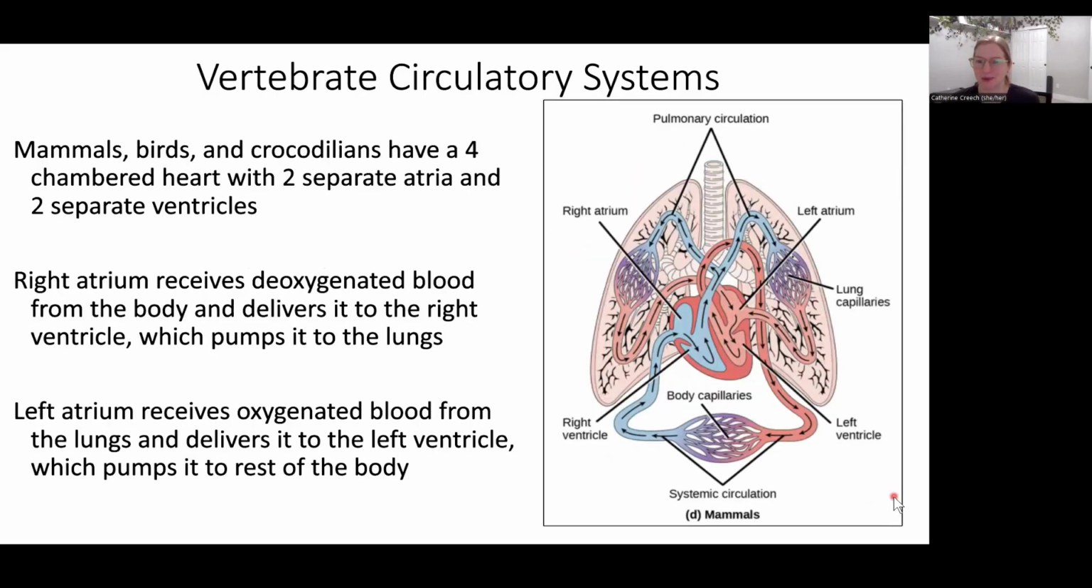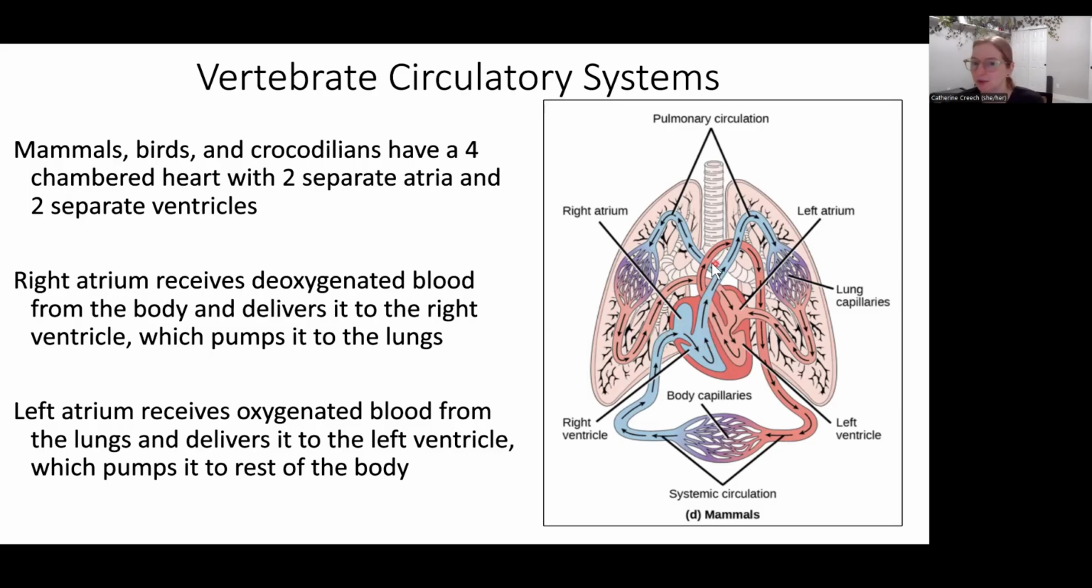Now we have mammals. Mammals have a full 4-chambered heart with separate atria and separate ventricles. We're going to have a 2-system circuit. So we're going to have a pulmonary circuit and we're going to have a systemic circuit. Let's walk through the path of it. We're going to have oxygen poor blood coming in. So this is a vein, first to the atrium, then to the ventricle.